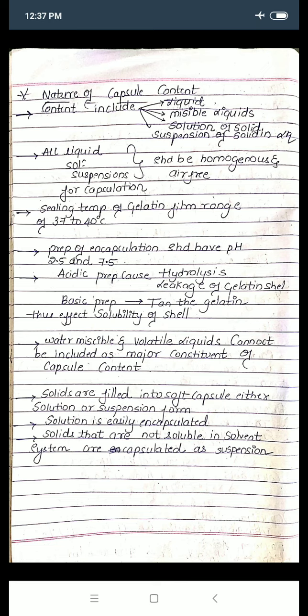Therefore, water miscible and volatile liquids cannot be included as a major constituent of the capsule content, and sometimes solids are filled into a soft capsule. Either it must be in solution form or in suspension form. So solids can't be incorporated directly in the soft gelatin capsule. Solution is easily encapsulated, and solids that are not soluble in the solvent system are encapsulated as a suspension. So these are some of the points to be considered in the nature of the capsule.